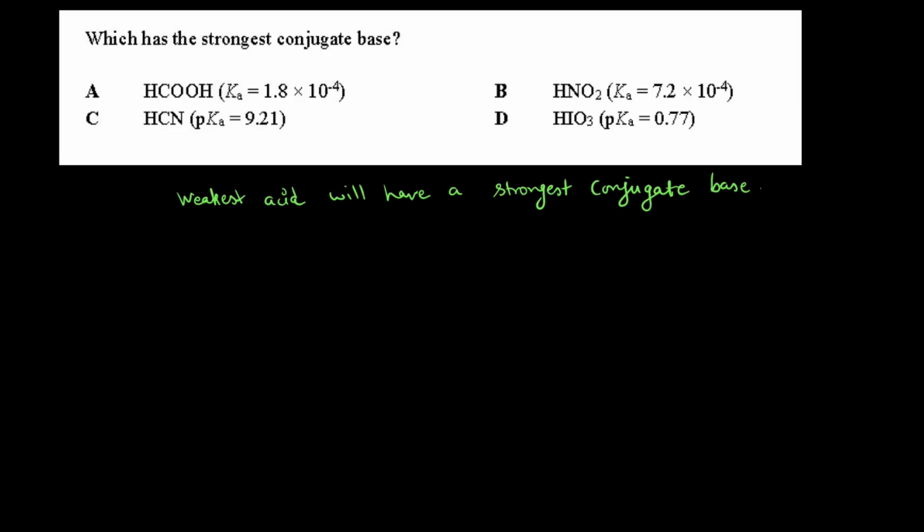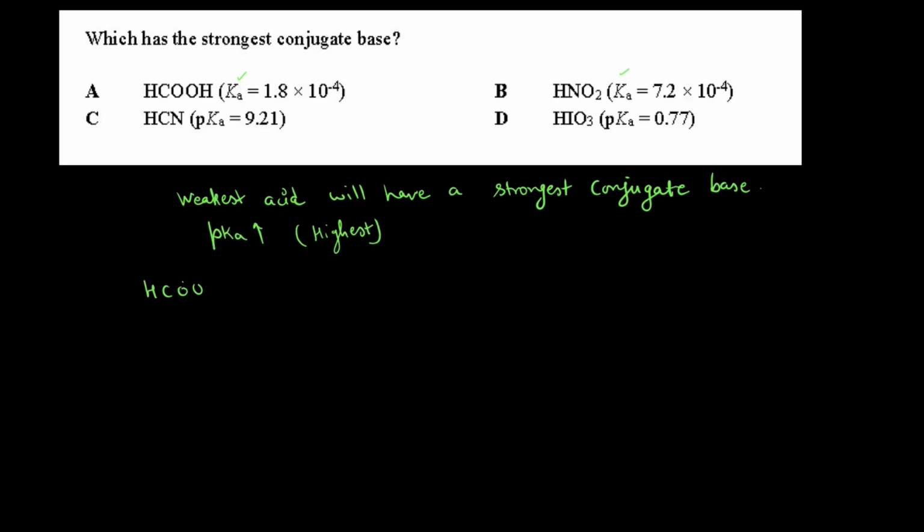So out of these 4 acids, which is the weakest acid? The weakest acid will have the highest pKa. The highest pKa acid will be the weakest acid. So for 2 acids the K value is given, and for 2 acids the pK value is given. So we will convert all the K values into pK values.